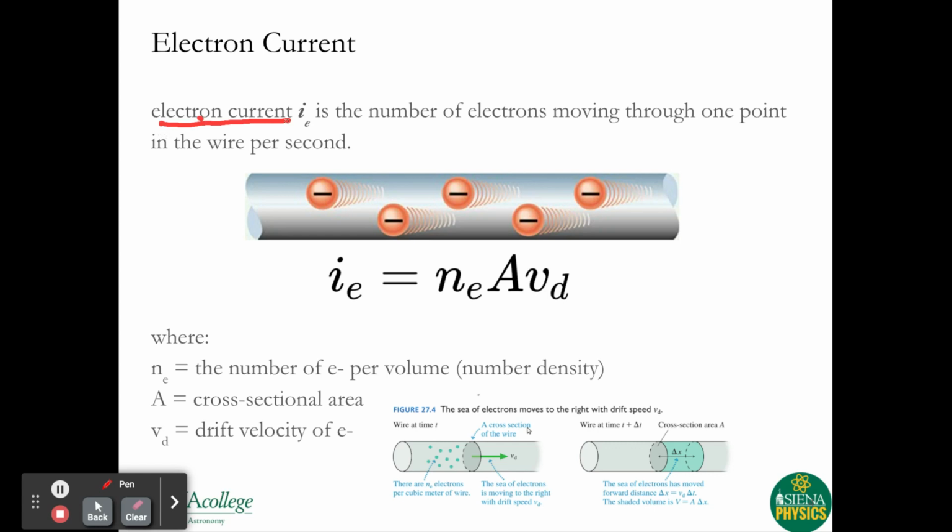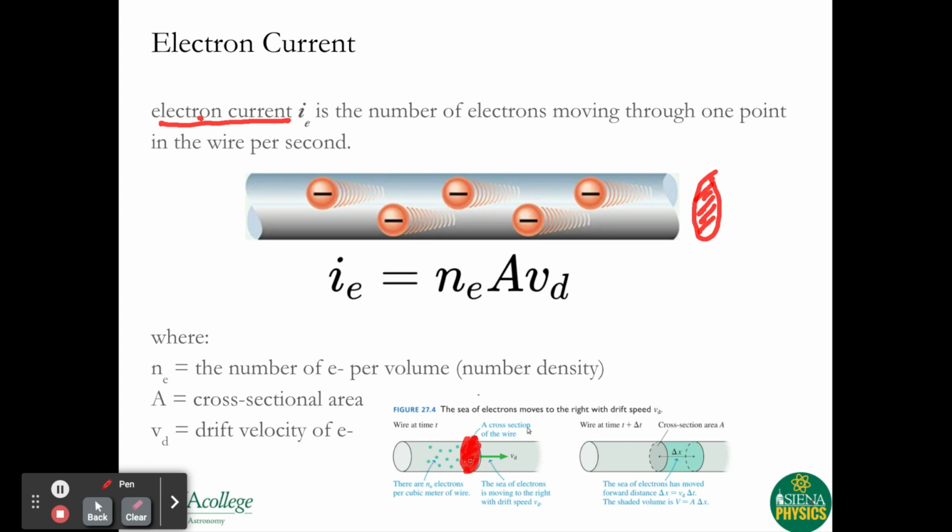The symbol is I sub E, and by definition it's the number of electrons moving through one point in the wire per second. We're always going to be talking about these cross-sectional areas in the wire. So if we think about a slice in the wire, it's even shown down here as well, how many electrons are going through that particular surface in the wire per second?